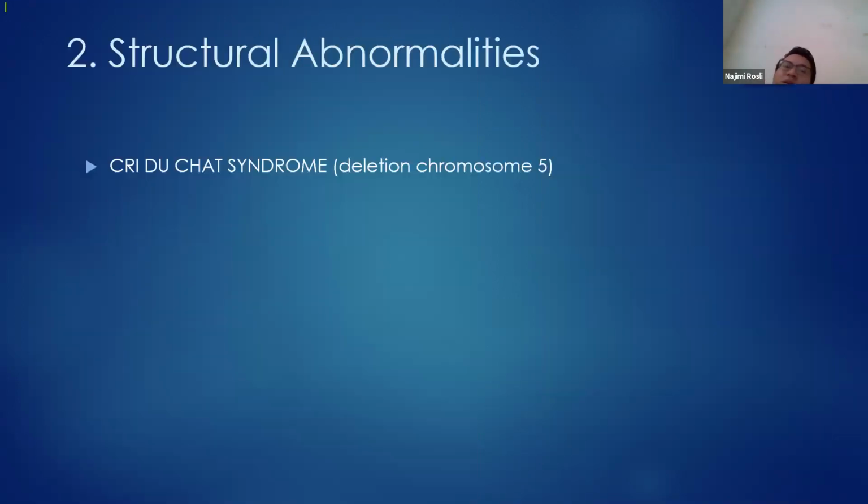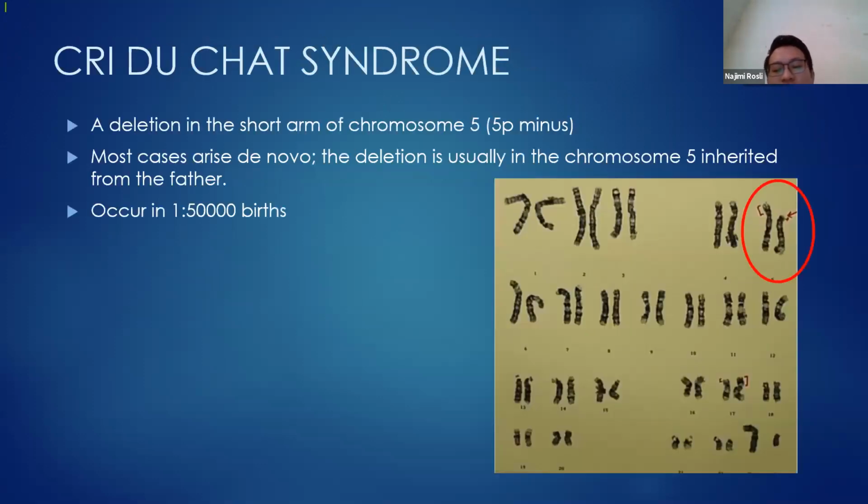Okay, next, let's proceed with the structural abnormalities. Structural abnormalities occur when part of the chromosome is missing, added, or switches places with another part, like translocation, inversion, deletion, duplication, insertion. First is cri-du-chat syndrome. It is basically because of loss of the tip at the short arm of chromosome 5.